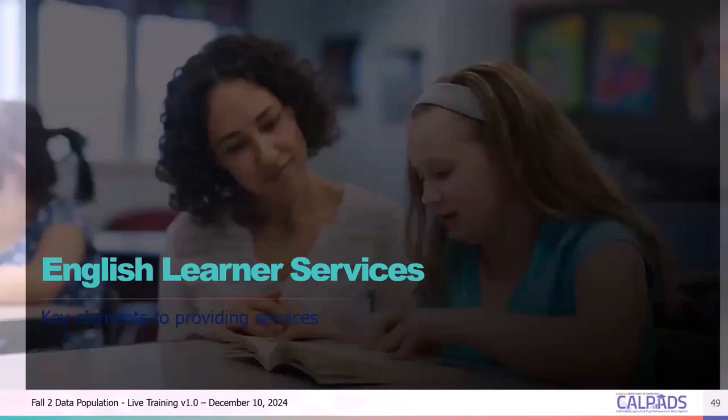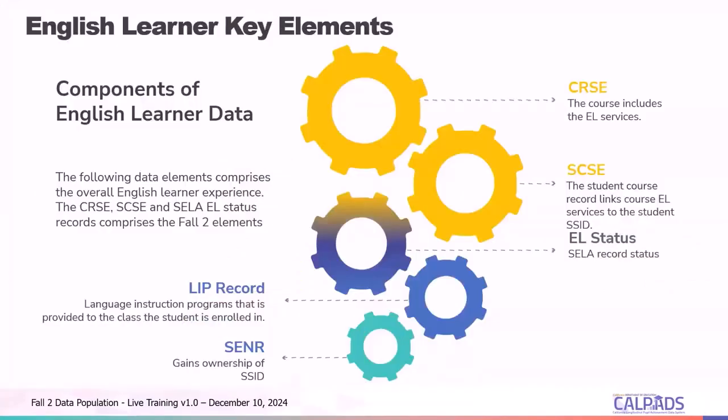Let's now move on to discuss English Learner Services, which is not a file type that's submitted in CALPADS in Fall 2, but it is a data submission or a data collection that occurs in CALPADS in Fall 2 using the other file types. So let's look at what English Learner Services submission looks like in Fall 2.